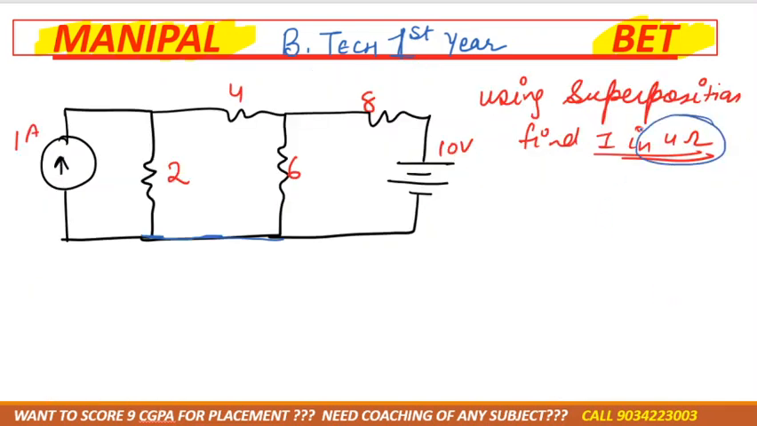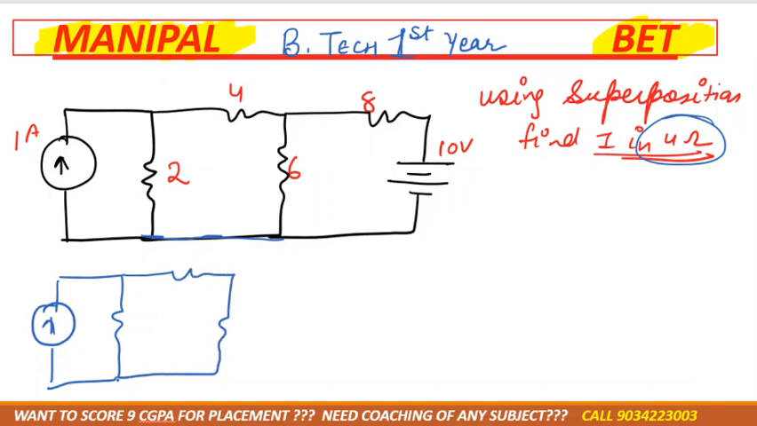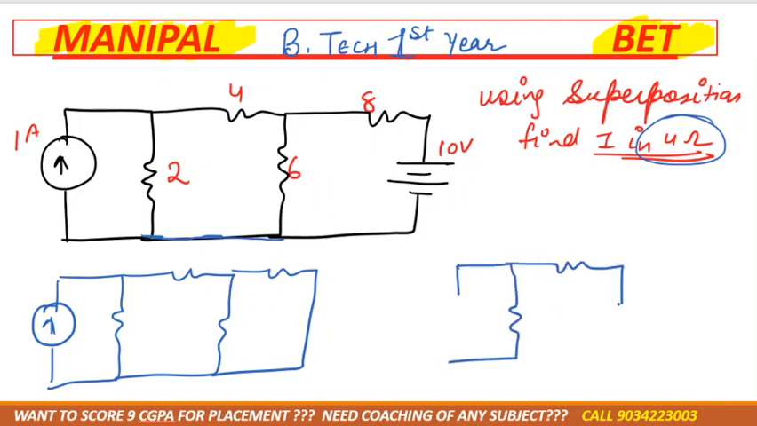See, in this question we'll have two sources. In the first step, the first source will be there, the other would be eliminated, and in the second step the second source will be there.